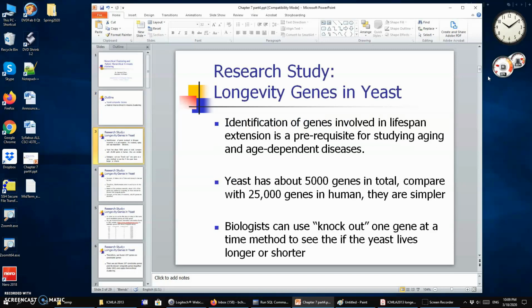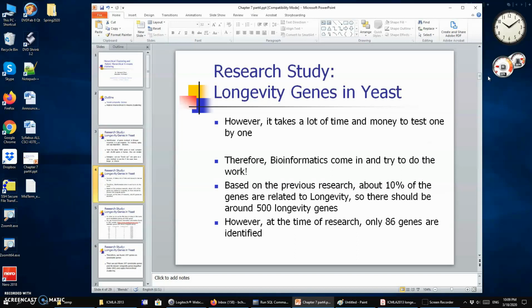So for the yeast, as I discussed with you guys earlier, we are interested in longevity genes. Compared with human, yeast has only about 5,000 to 6,000 genes, so it's much easier. Biologists can knock out genes one by one and do what we call wet lab experiments to see if the organism lives longer or shorter without that gene. But of course, that takes a lot of time and effort.